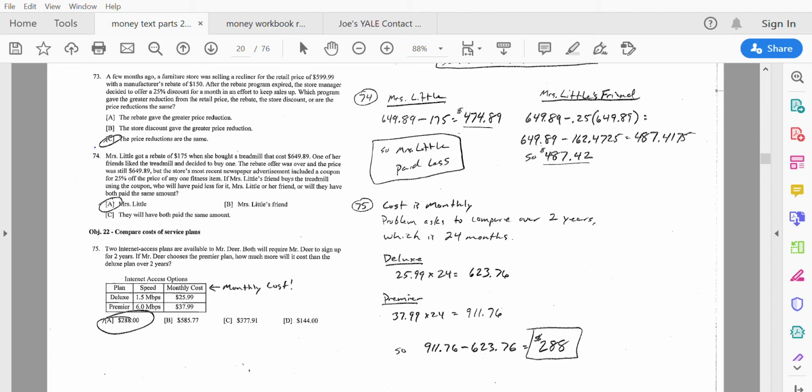Alright, so let's go through. I think we got 6 problems to do. Objective 22, problem number 75. So what we're looking at here, the title of the objective is compare costs of service plans. But this can be used in real life for a lot of different things. There's a lot of things in real life that there's different costs that could build up, that not everything is just a straight $20 a month or something.